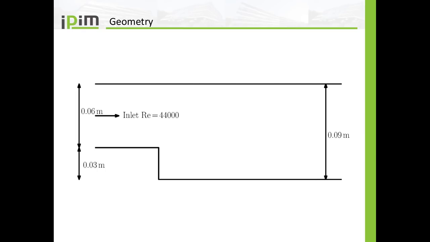The geometry is the same as in the last tutorial for the steady state simulations. On the left hand side we have an inlet with a width of 6 centimeters, and on the right hand side we have an outlet with a width of 9 centimeters, and in between we have a step, and we will set the velocity on the inlet, so we have a Reynolds number of approximately 44,000, so we have a fully turbulent flow.